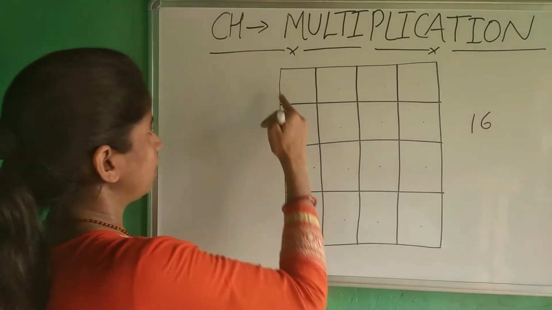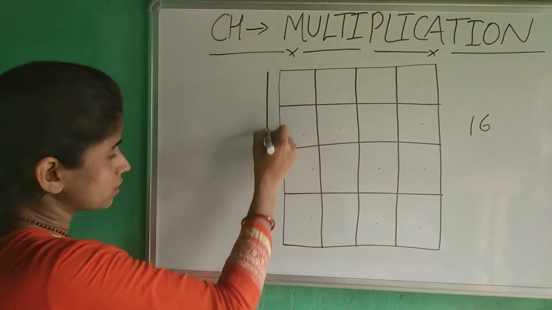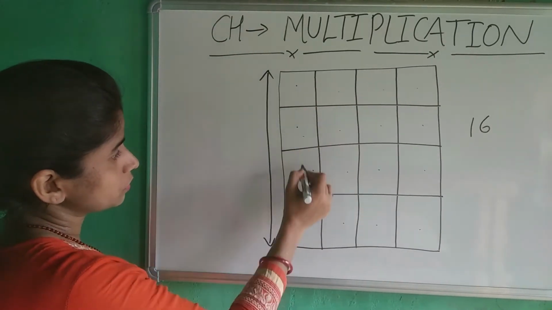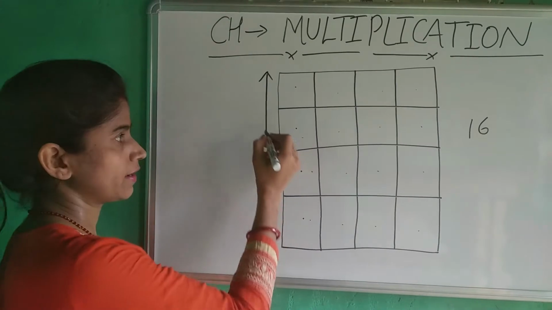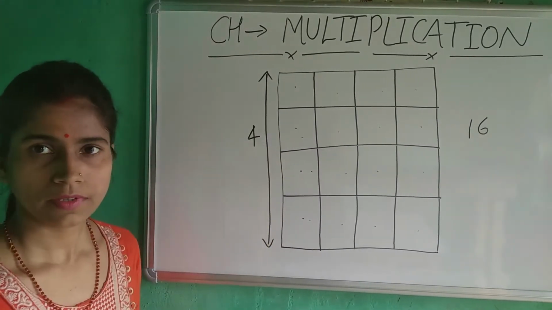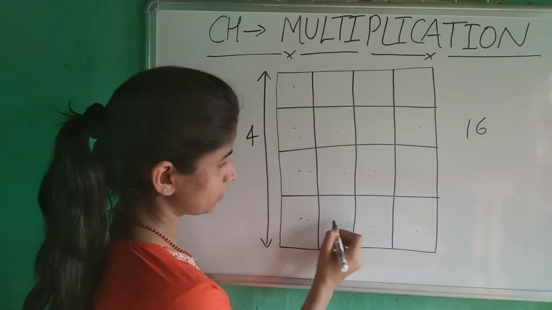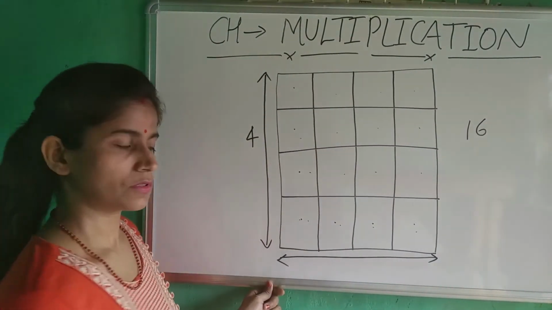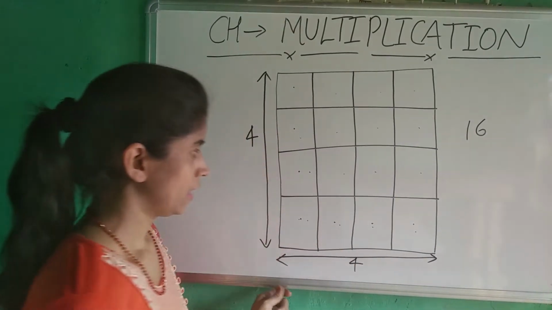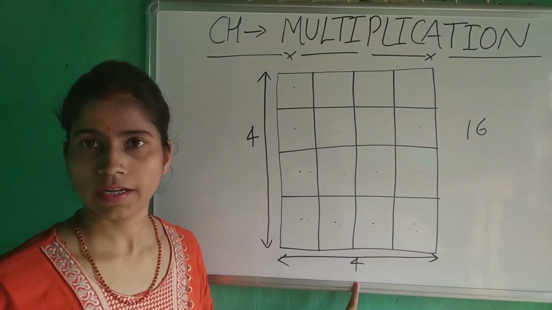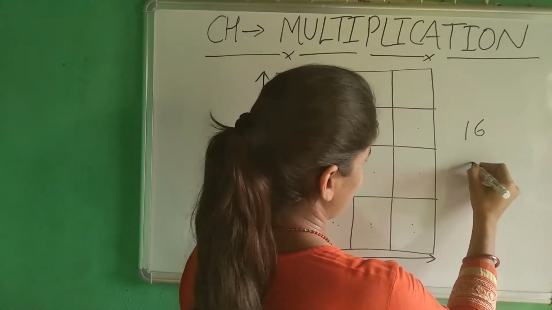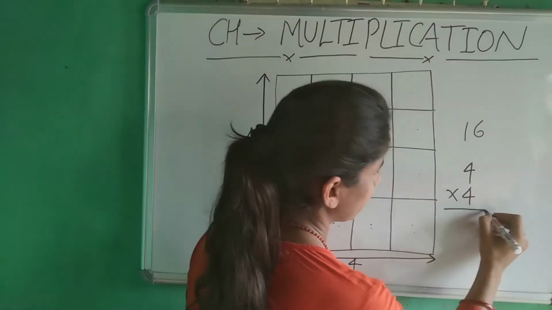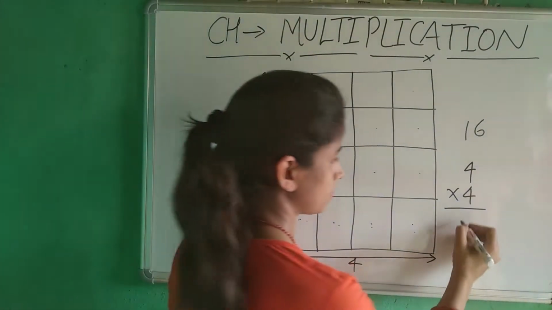Let's see how many rows are in this. 1, 2, 3, 4. How many rows? There are 4 rows. Can you count? Now 1, 2, 3, 4. How many columns? 4 columns. After multiplying this row and column, what will you get? When you multiply this row and column, you will get 4 4s are 16.